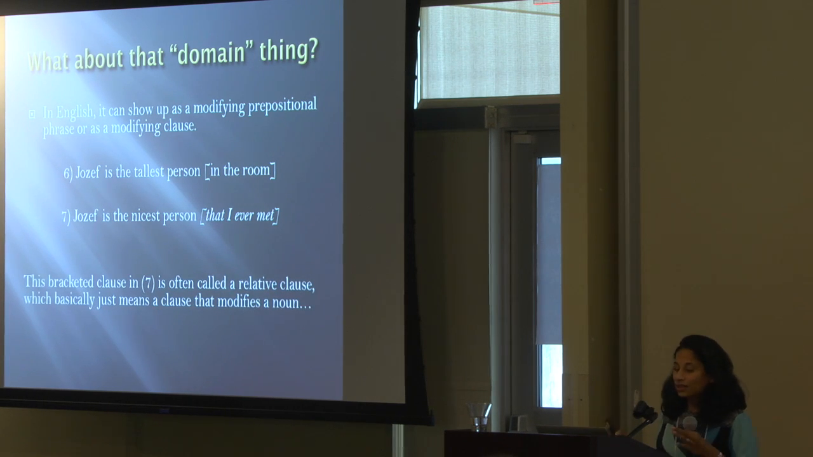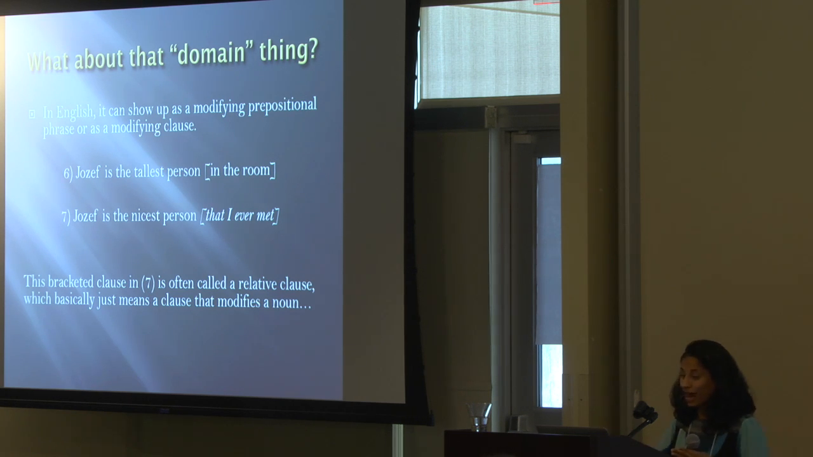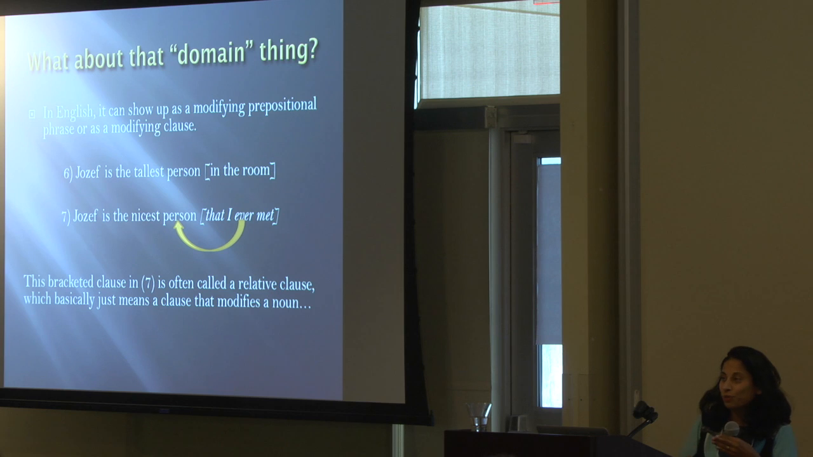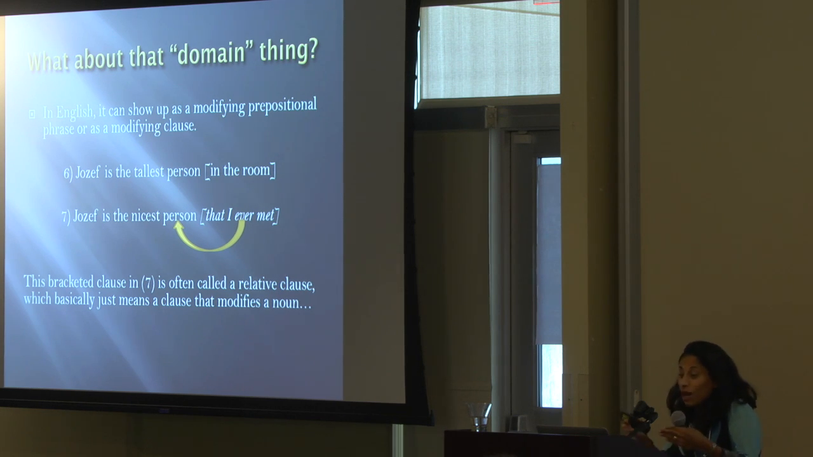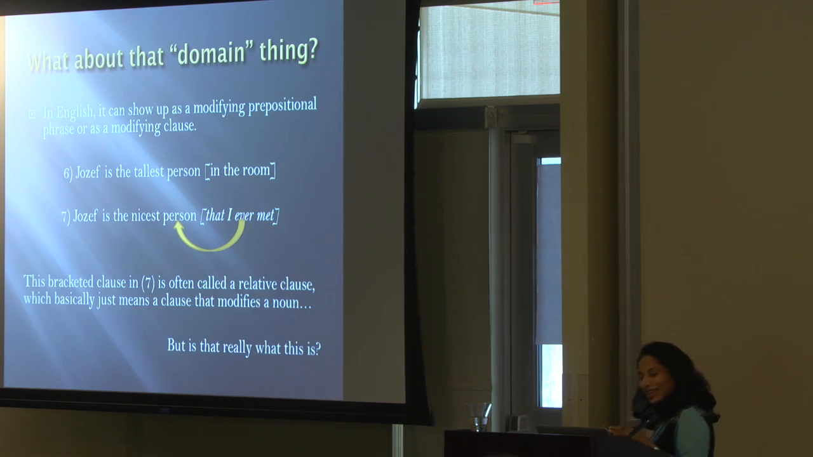This bracketed clause in 7 is often called a relative clause, which basically just means a clause that modifies a noun. So that I ever met modifies person in the same way that nicest modifies person, which person that I ever met. So is that really what it is? Is it a relative clause, is what I ask.